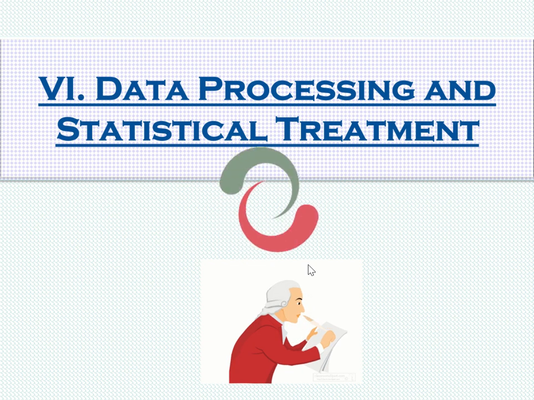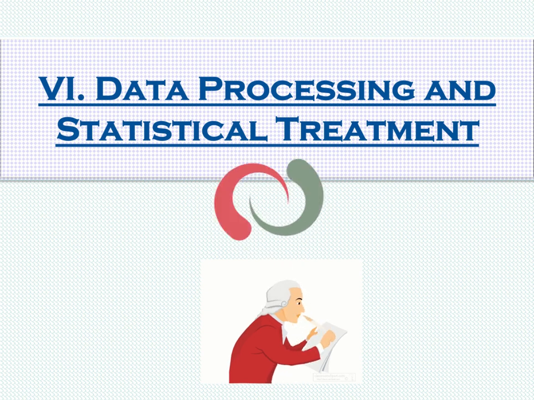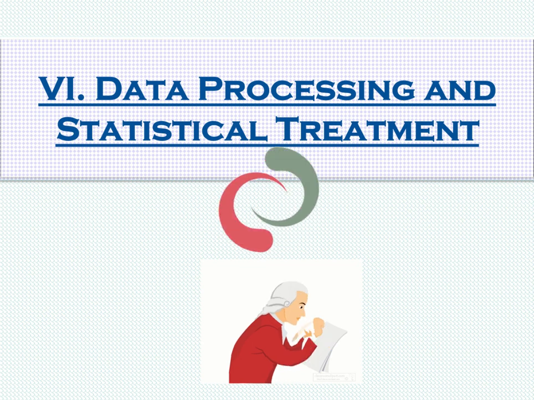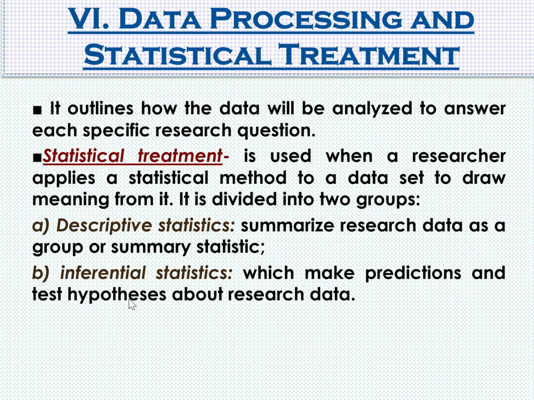We now proceed to the data processing and statistical treatment section naman. Sa ibang school, ang label nila sa section na ito ay data analysis. So okay, pang 6 na natin. So this section outlines how the data is to be analyzed to answer each specific research question. So the term statistical treatment is used when a researcher applies a statistical method to a data set to draw meaning from it. So statistical treatment is divided into 2 groups. So you have descriptive statistics, which summarize research data as a group or summary statistics. Second, you have inferential statistics, which make predictions and test hypotheses about research data.